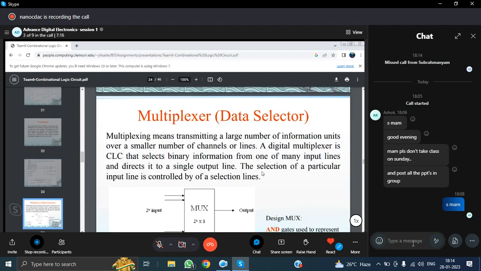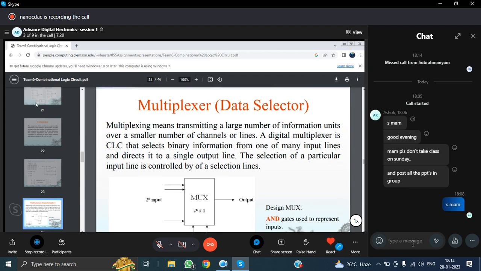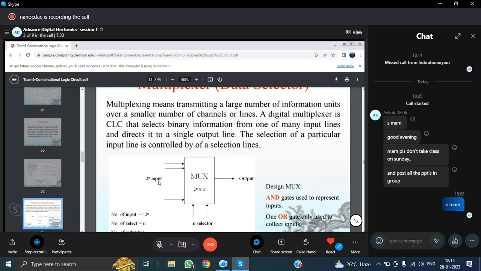The multiplexer we have not discussed. Now I'll be showing you the multiplexer. What do you mean by multiplexing? It is nothing but transmitting a large number of information units over a small number of channels or lines. A digital multiplexer is a combinational logic circuit. This circuit selects binary information from many input lines. Out of many input lines, it will select only a single line as the output line.